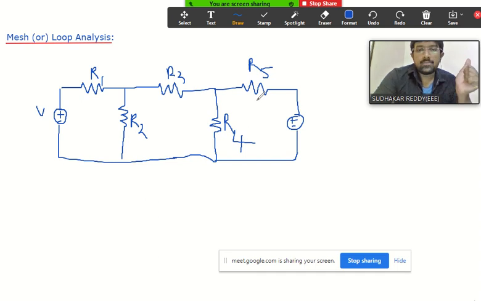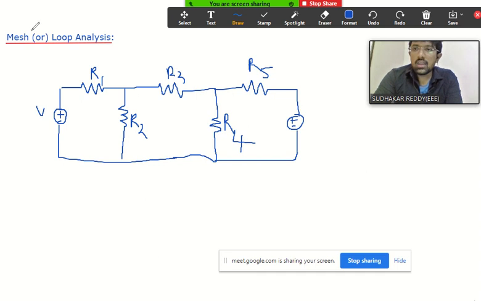The first step in mesh or loop analysis is to identify the number of loops or meshes. Now, in this network, how many loops do we have? Can you guess? It's not 3, it's 6 only. Good, yes, it is 6. So the number of loops here is 6. But how many meshes do we have? Good. We have only 3 meshes.